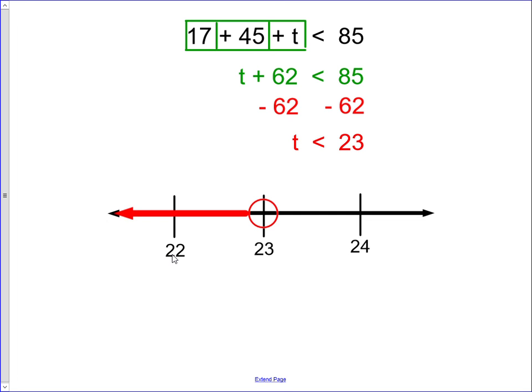Remember, we can take 22 and plug it in because it's in the shaded area to make sure we shaded it in the correct direction. So if I plug 22 in for t, 22 is less than 23. Is that a true statement?